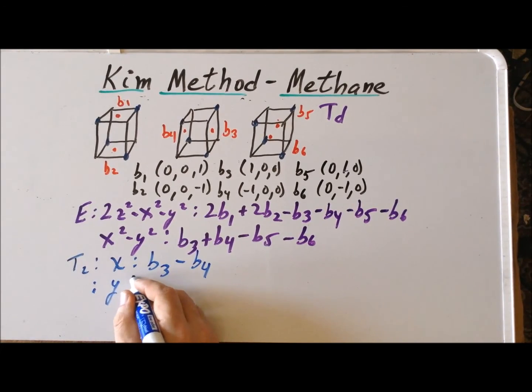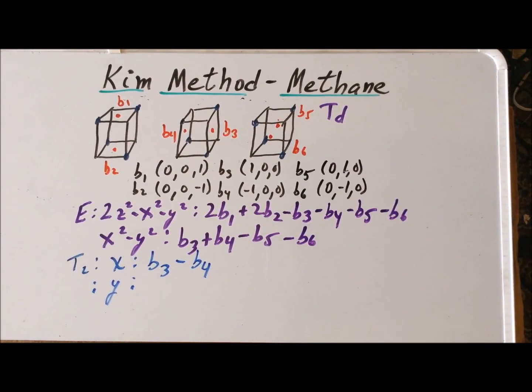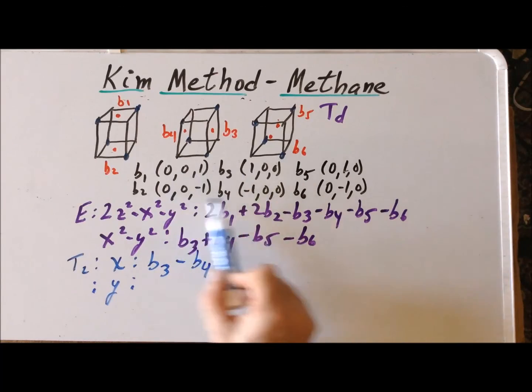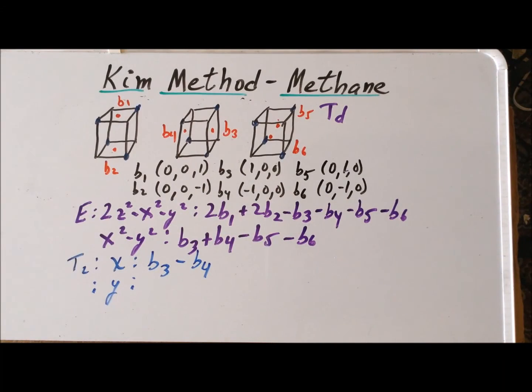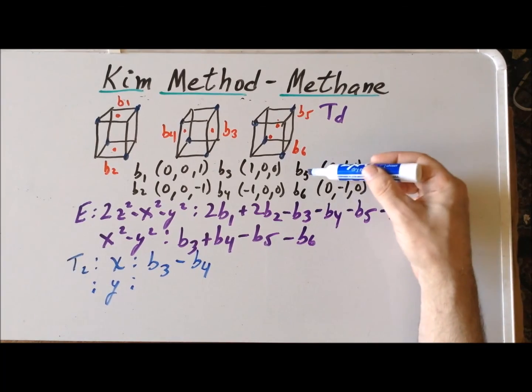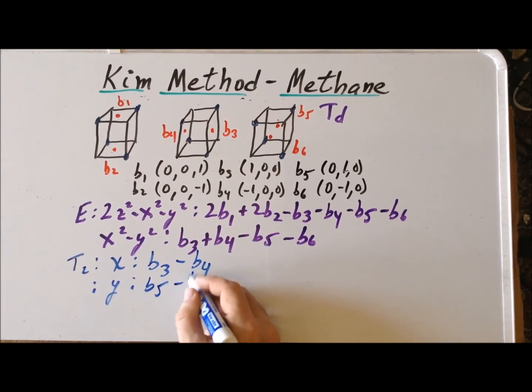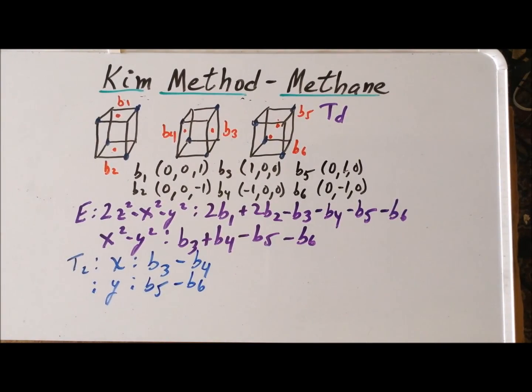Now for the basis function y, we can speed this up a bit since we notice that for b1 through b4, the y coordinates are all equal to 0, so the y coefficients would be 0. So the only non-zero y values we have are for b5 and b6. b5 is plus 1, and b6 is minus 1. So we can quickly derive these particular bending motions.